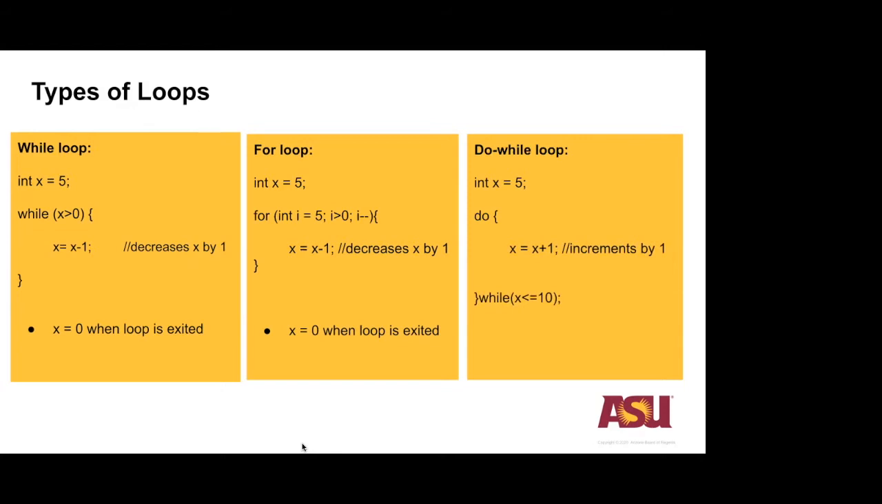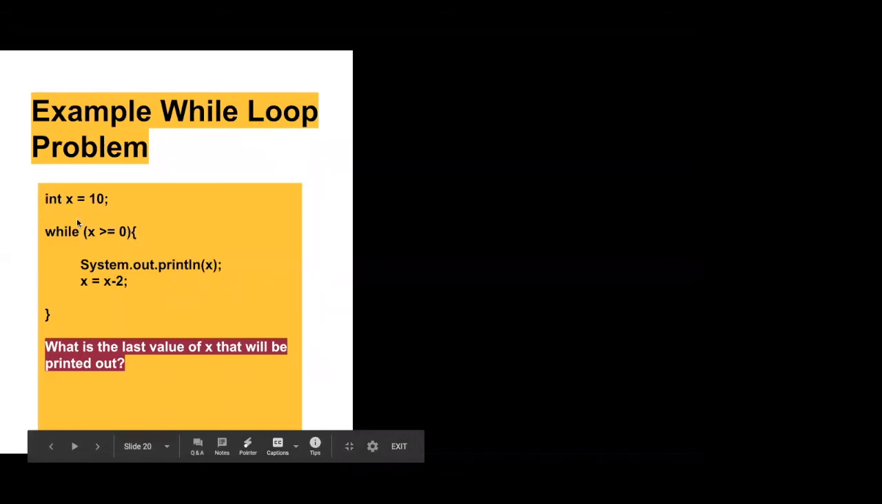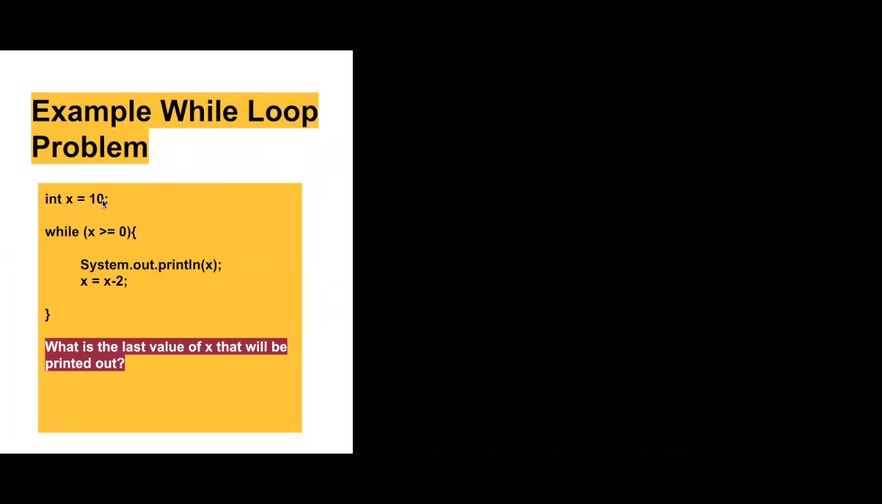So let's take a close look at the while loop. The while loop is pretty straightforward. First we declare a variable x equals 0. Then while the condition is true, we just execute the code inside of the while loop. We keep looping back until the condition turns false, so we exit the loop. What is the last value of x that will be printed out in this case?